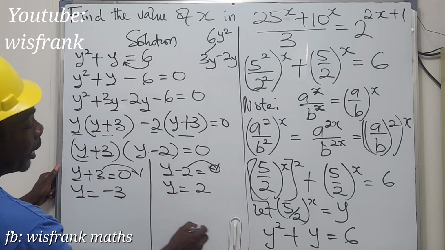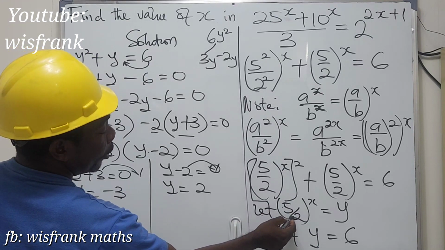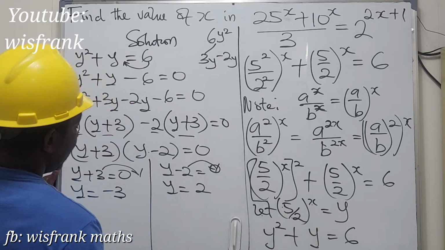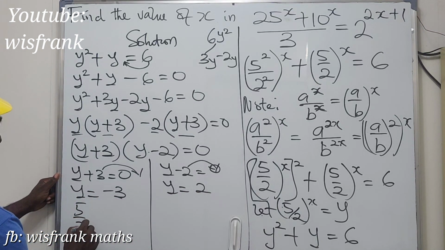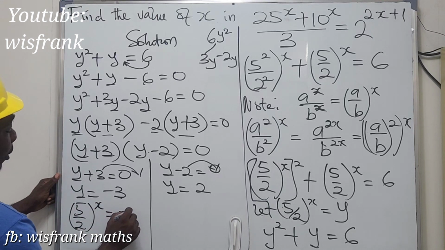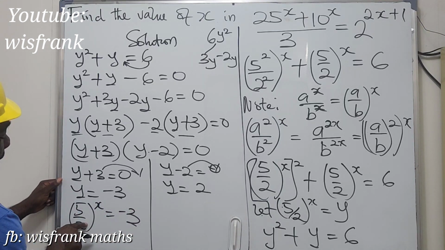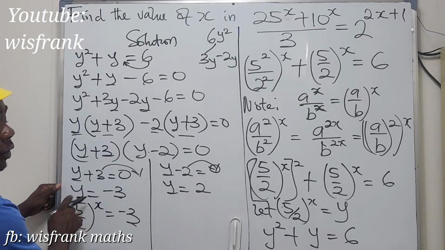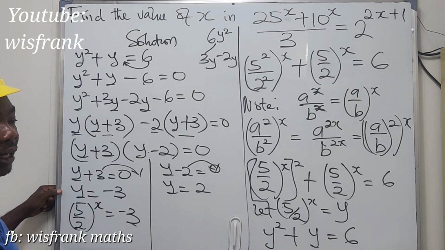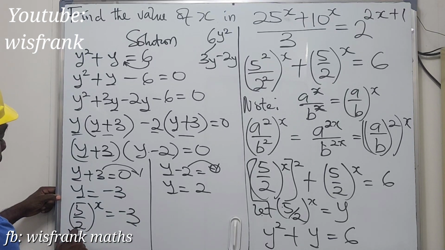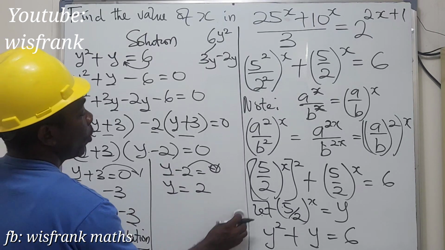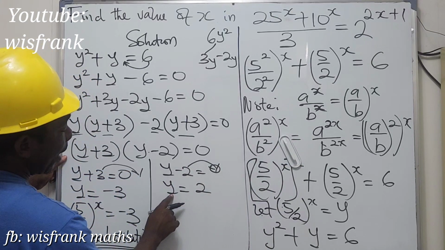So here we recall that we said let 5 over 2 raised to the power of x equal y. So we are going to substitute that back. Now 5 over 2 all to the power of x equals minus 3. This equals minus 3, and the whole of this expression cannot turn to a negative sign. So that means here we don't have a real solution. So no real solution on this side. So this is rejected. So now we take the other side. So we have y equals 2.